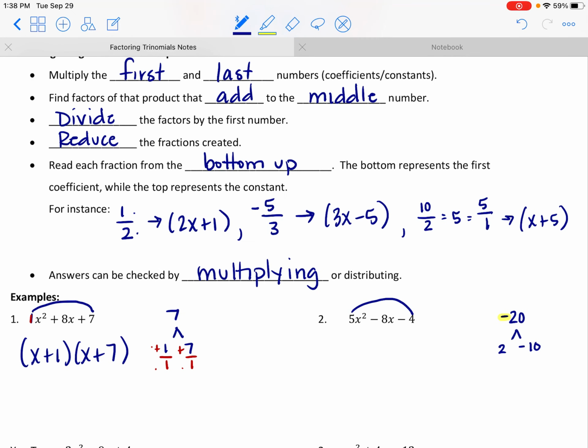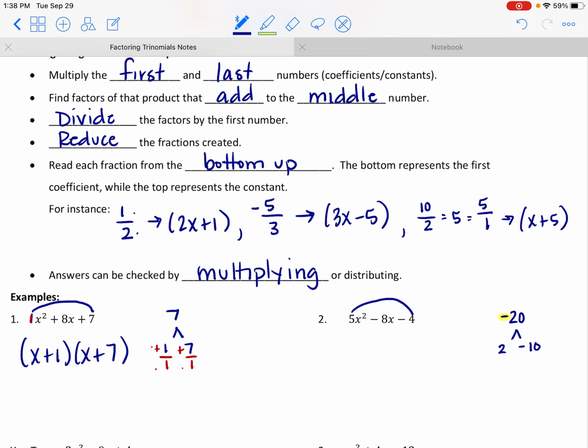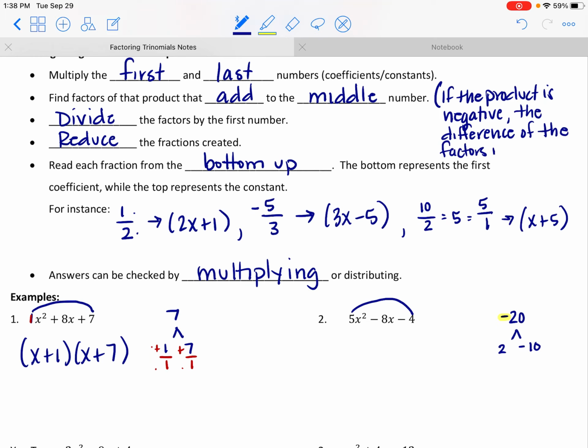So when you multiply the first and the last number, if the result is positive, then you want numbers that add to the middle. But if the product is negative, you need the factors, the difference of the factors, to make the middle number. The difference of the factors makes the middle number.